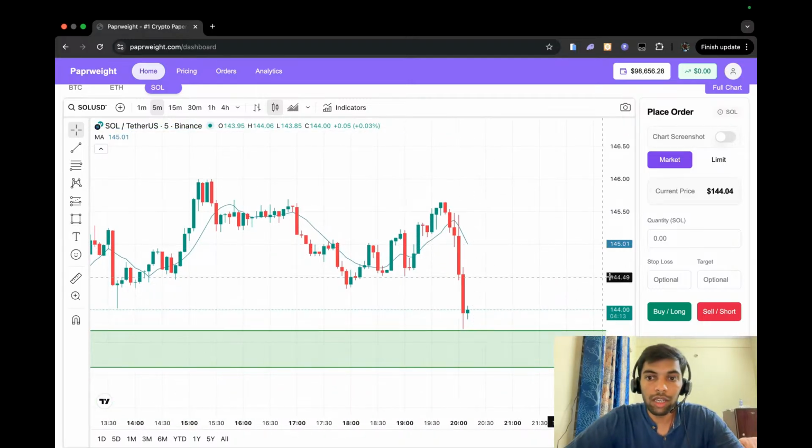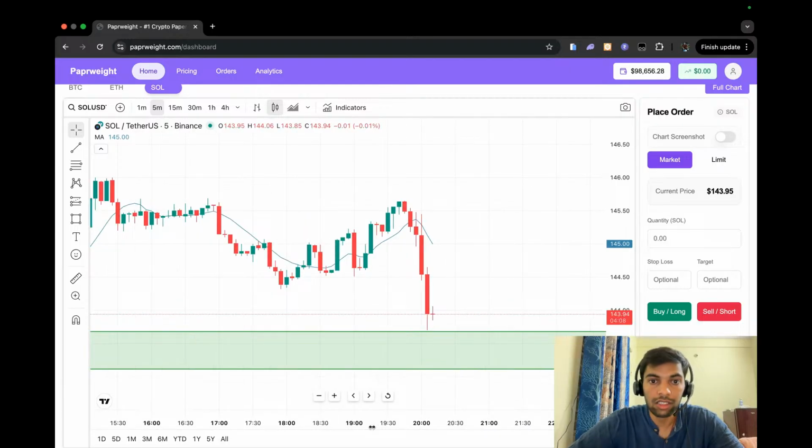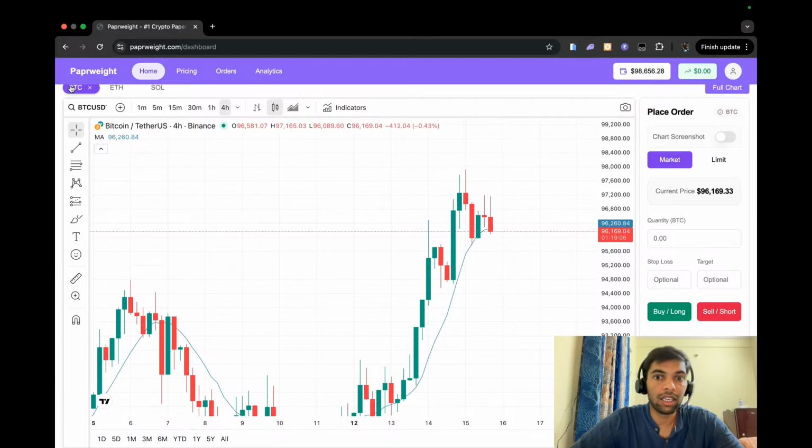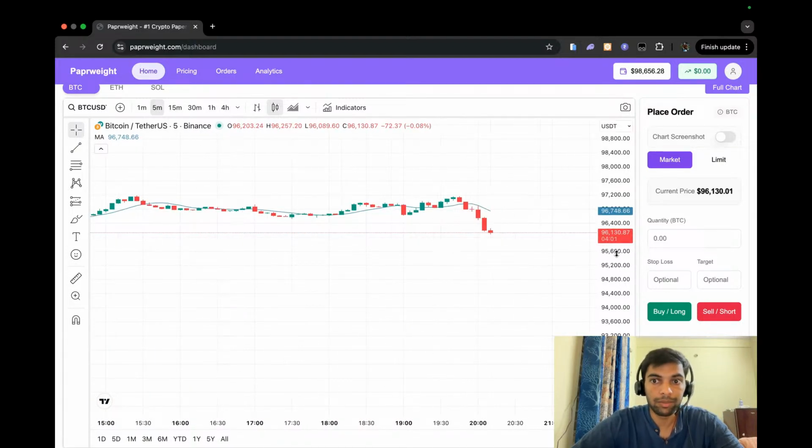This is the green zone at the 4 hour interval also. Like this is the green zone. This is the buyer's area. Although we will see how it will perform. Let's get back to the Bitcoin again, and let's see what is happening at the 5 minute time interval.